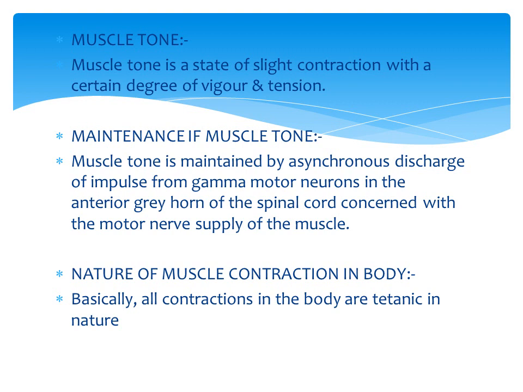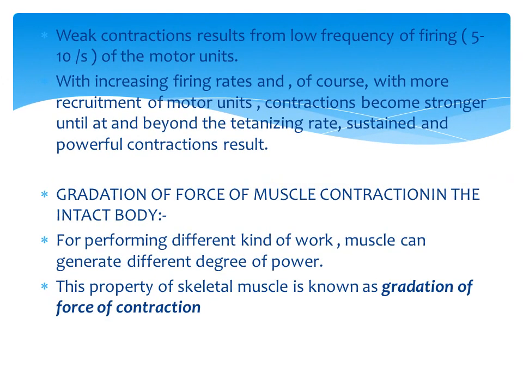Now, coming to nature of muscle contraction in the body. What happens here? The simple muscle twitch is not a physiological event. It is not seen in the body, as a single muscle does not get activated at a time. Basically, all contractions in the body are tetanic in nature. Weak contractions result from low frequency of firing of motor units, that is from 5 to 10 per second.